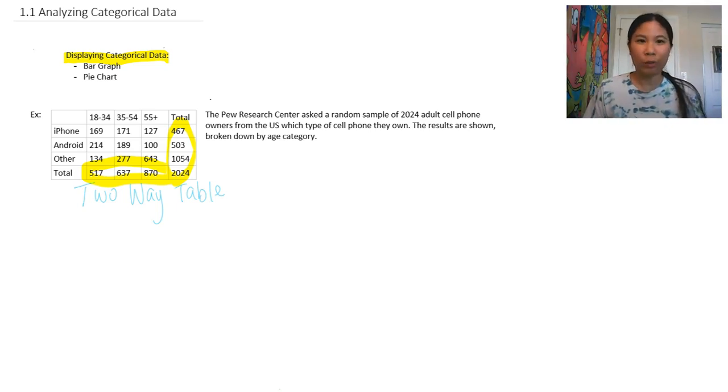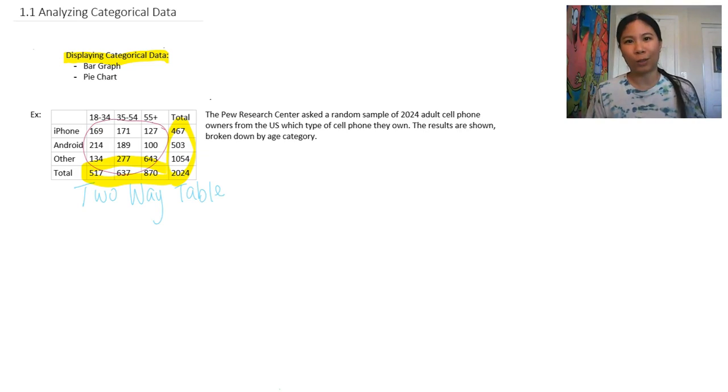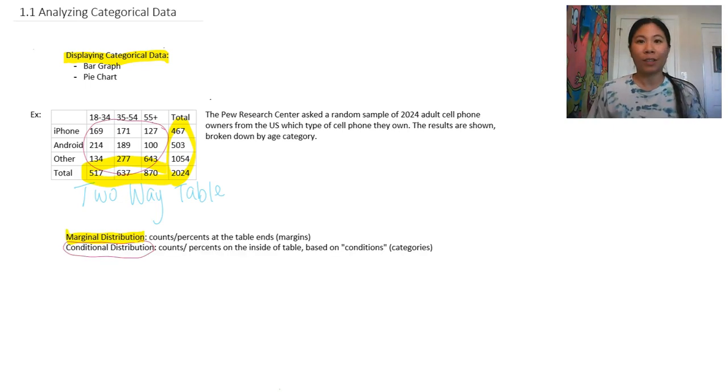Sometimes there's more. The other part of our two-way table is all the numbers on the inside, so anything not included in the totals. Those are called our conditional distribution. In my definition, I put that the marginal distribution and the conditional distribution can either be counts or percents.